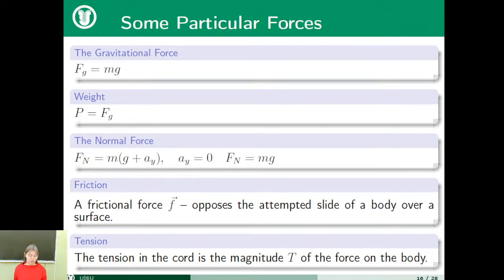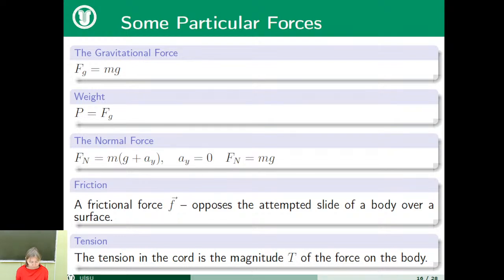And then weight. The weight P of a body is the magnitude of the net force required to prevent the body from falling freely, as measured by someone on the ground.